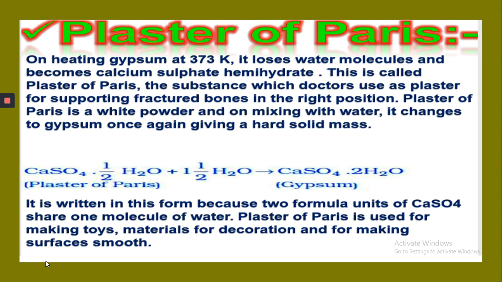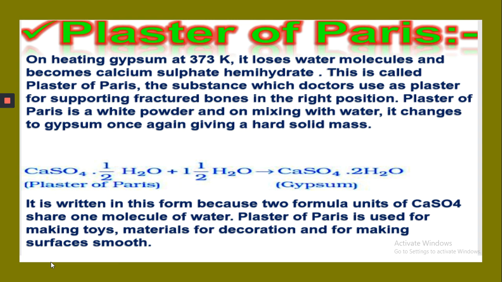Now we will discuss plaster of Paris. On heating gypsum at 373 Kelvin, it loses water molecules and becomes calcium sulfate hemihydrate. This is called plaster of Paris. It is the substance which doctors use as a plaster for supporting fractured bone in the right position.